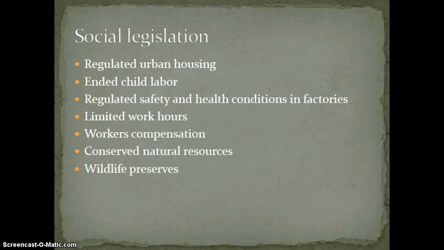Okay, so some of the legislation that was passed during the Progressive Age was regarding urban housing, and this was to make sure that housing facilities in the United States were safe. If you think about the conditions of tenements and how they're so close together, and you think of all the hazards that could happen in these really crowded, really dirty, unregulated areas, it was a problem. So social legislation passed in the Progressive Era did help regulate that.